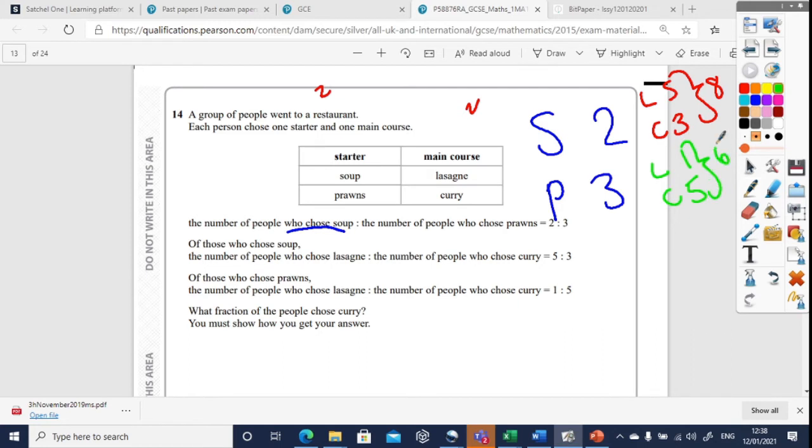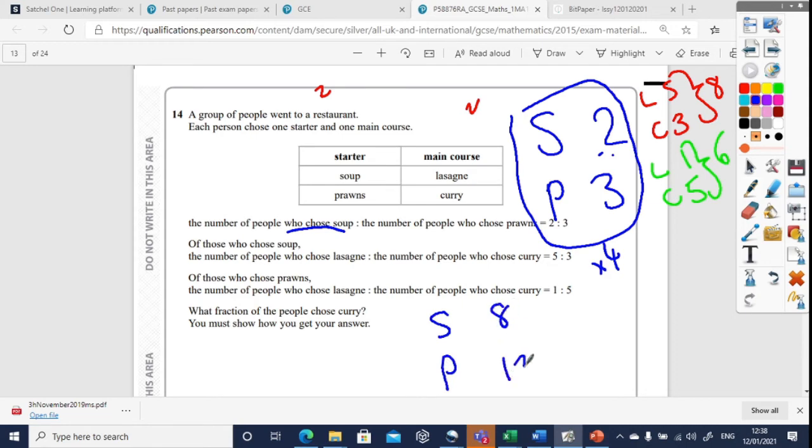I've got 6. So think of my original numbers of 2 to 3. Can I make that an equivalent ratio that's going to have multiples of the 8 for soup and the 6 for prawns? What I'm actually going to do is times this by 4. Remember, these are still equivalent ratios, so I'm not really changing anything. So for soup to prawns, I'm going to get 8 to 12.